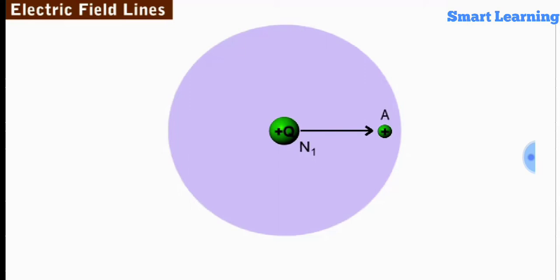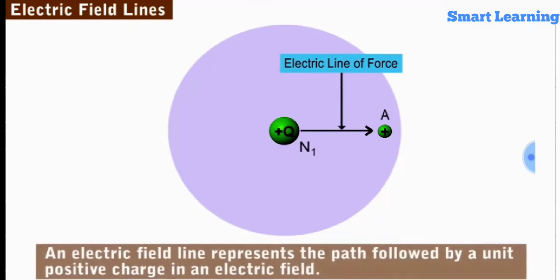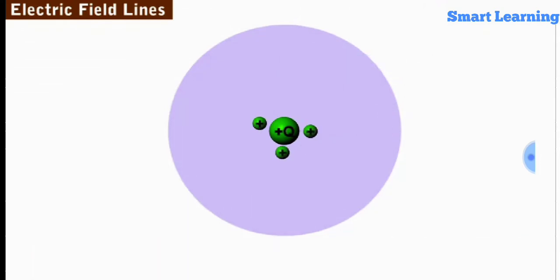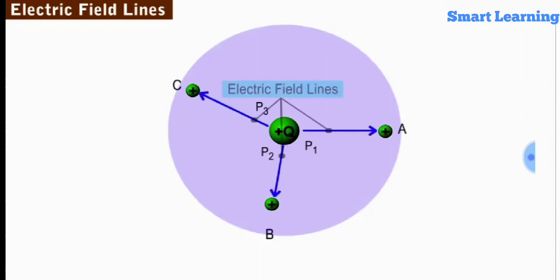Thus, path n1a represents an electric line of force or an electric field line. An electric field line represents the path followed by a unit positive charge in an electric field. Now, if we repeat this procedure for various points in the electric field, we obtain the electric field lines around the charge. Electric field lines are used to represent the electric field of a charge or a system of charges pictorially.